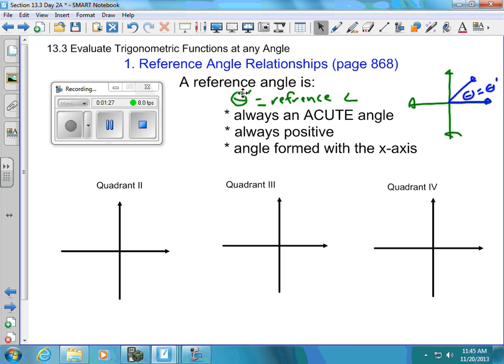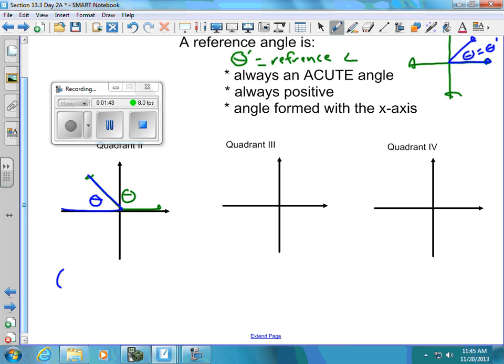In quadrant 2, if I draw my angle in standard position, here's theta. My reference angle is the terminal side connected to the negative x-axis. How do we figure that out? Well, if we're in degrees, it's 180 degrees minus our main angle. Think about it: from 0 to the negative x-axis, that's 180. Subtract the actual angle, and you get your reference angle. And if you're in radians, 180 degrees is pi, so pi minus theta.